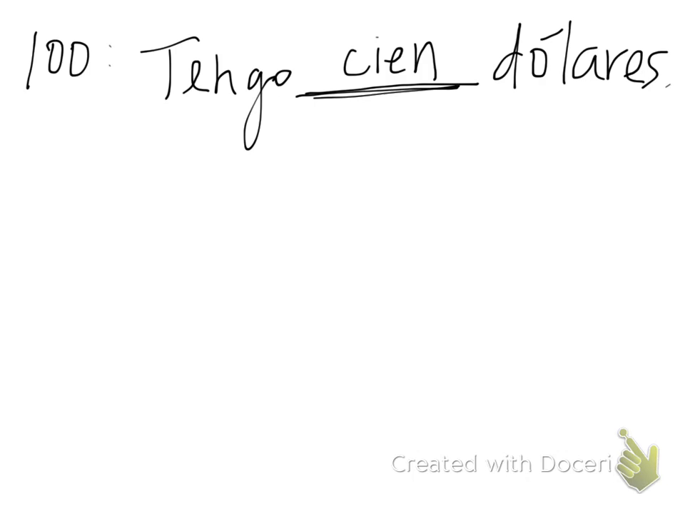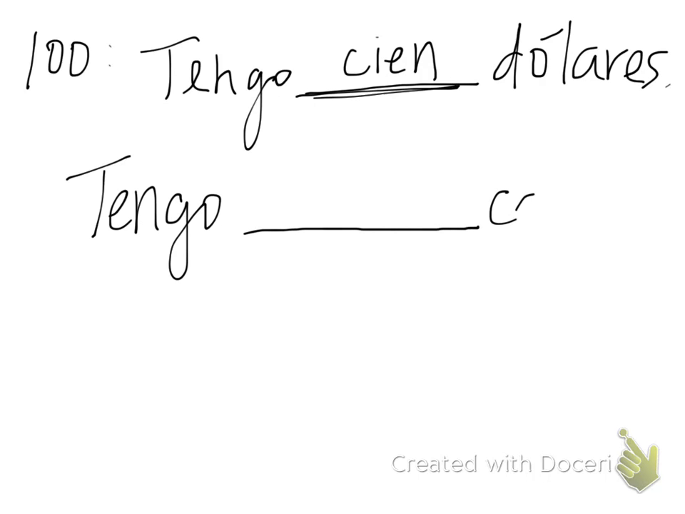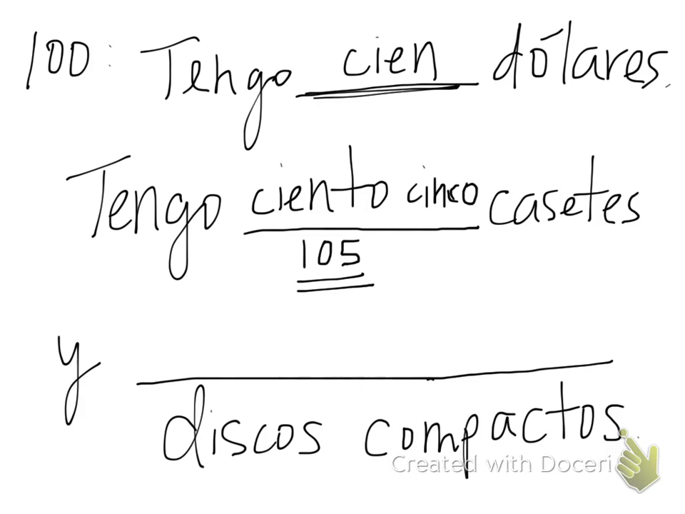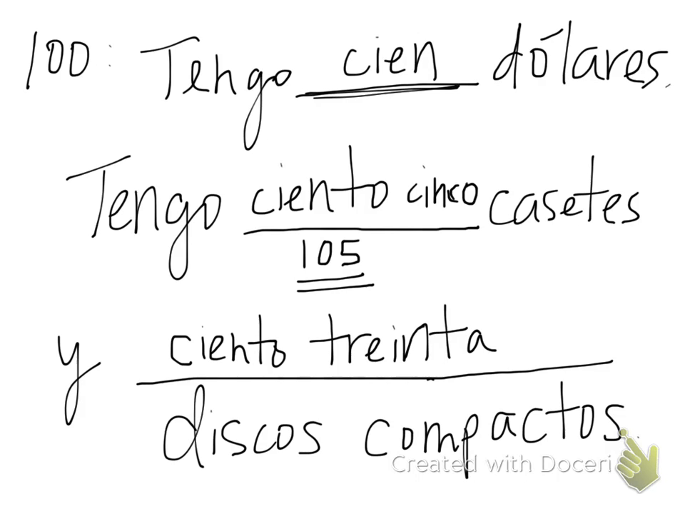So you use ciento with numbers 101 to 199. So your examples here would be tengo, let's say that you had maybe 105, so 105 cassettes. Ciento cinco casetes. So because you have over 100 of something, you have 105, you say ciento instead of cien. Okay, let's say that you had maybe 130 CDs. So tengo ciento cinco casetes y ciento treinta discos compactos. So once again, we're talking about a number that is higher than exactly 100. Okay, so 130, ciento.